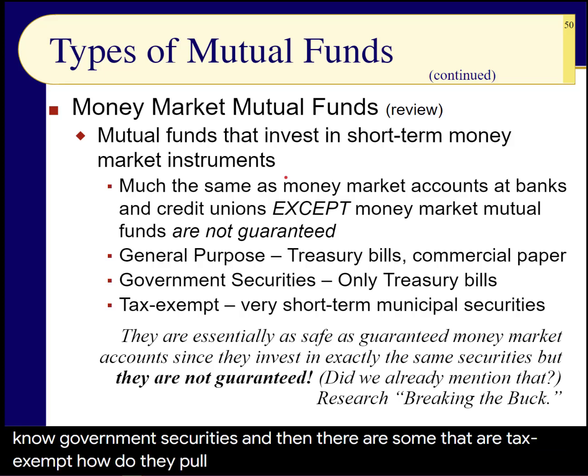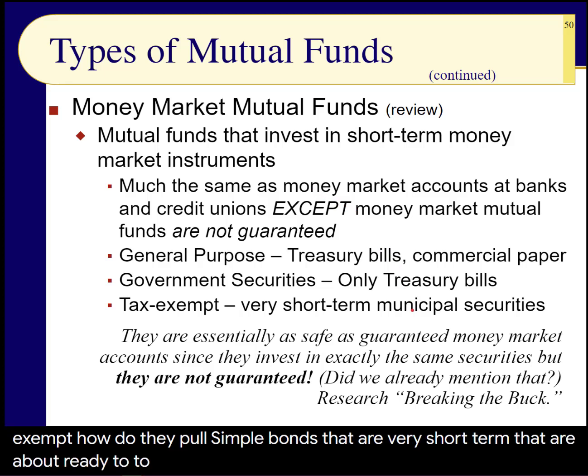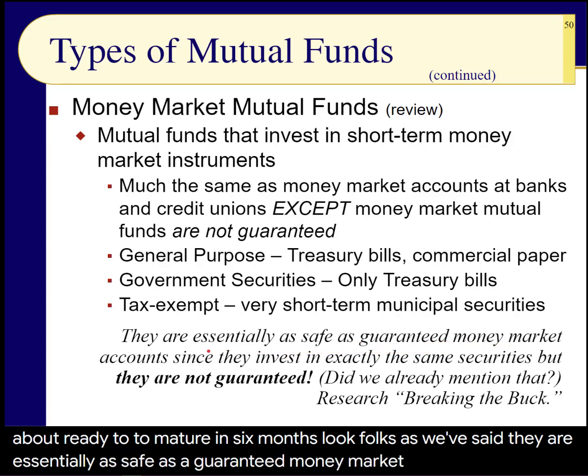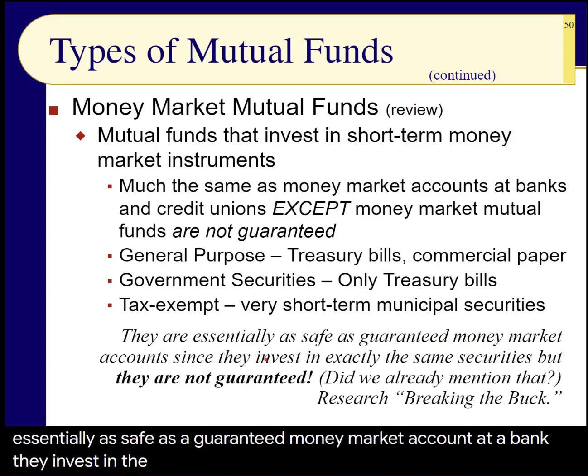How do they pull that off? Well, they use municipal bonds that are very short term, that are about ready to mature in 6 months. Look, folks, as we've said, they are essentially as safe as a guaranteed money market account at a bank. They invest in the same securities, but they are not explicitly guaranteed.